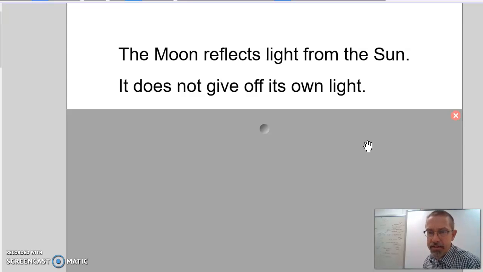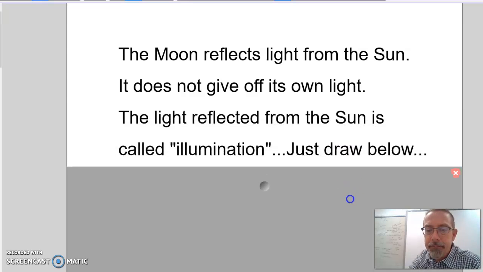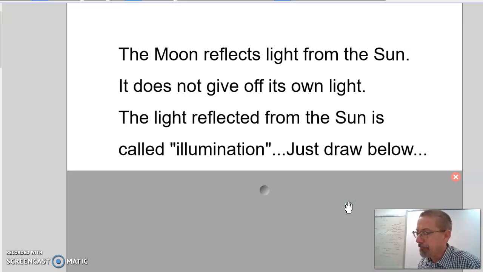Now, what might be surprising is that the lunar surface, even though it looks pretty bright from Earth, is actually kind of a dull surface. It's just that the sunlight through the atmosphere makes it exceptionally bright as viewed from Earth. That light that is reflected from the sun, we're going to call the amount of illumination.